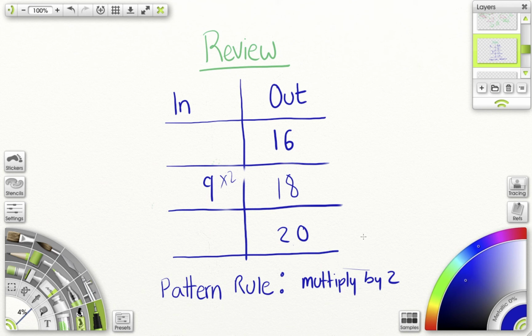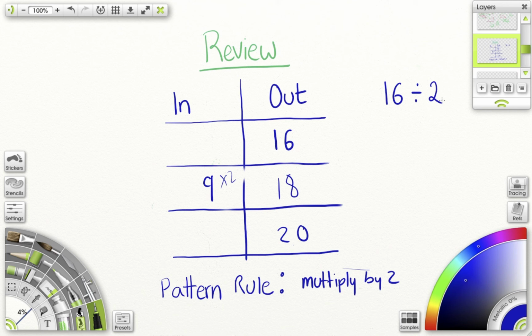So if my rule is to multiply by 2 for my input number to get my output number, I have to do the opposite operation for my output number to get my input number. So if I give the number 16, I have to do the opposite of multiplying by 2. I have to divide it. So you guys, the opposite of multiplication is division. So I divide by 2 because dividing by 2 is the opposite of multiplying by 2.